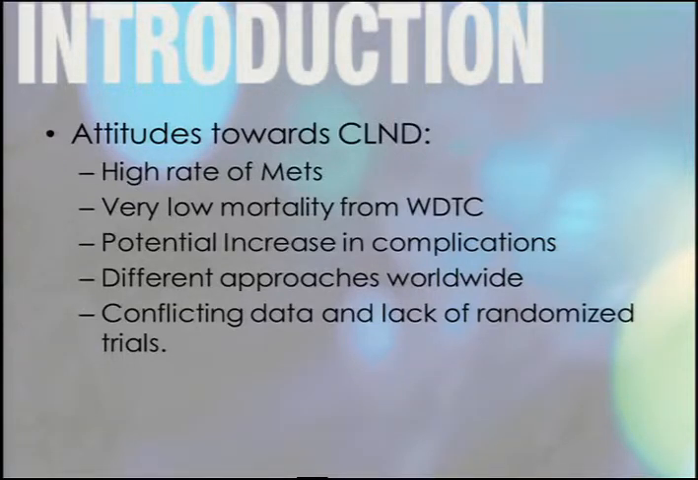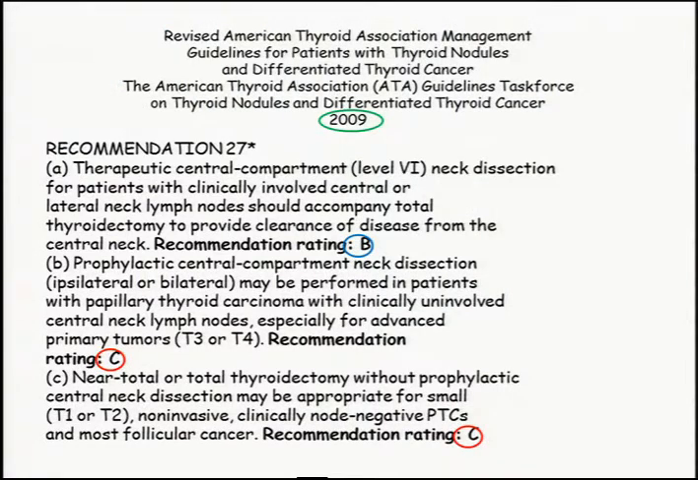Now, on top of that, to make our life even more difficult, there's such conflicting data and lack of randomized trials that really make it hard for us to make a decision at times as to what is best for our patients. So the 2009 ATA guidelines talk about central neck dissection for pathologic disease here. The recommendation is a rating of B. But when we look at prophylactic central neck dissection, and the recommendations are for advanced T3, T4 tumors, we can see that this is only a C recommendation, just expert recommendation, which really puts us somewhat at a bind.